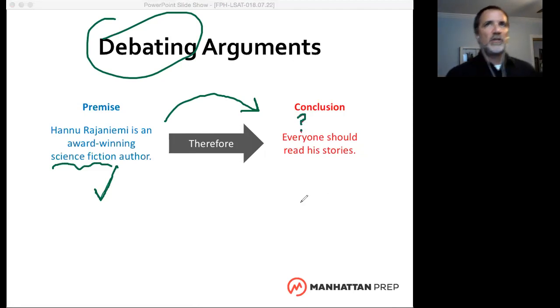So this is always what we're looking to do when we're debating arguments on the LSAT. We're always looking to question the connection between premise and conclusion. We're going to accept a premise as true. We're not going to question whether or not he really is an award-winning author. If you identify something on the LSAT as a premise, there are some rare exceptions, I admit, but for the most part, don't question the premise. And in fact, be on the lookout for answer choices that try to get you to do that, because they'll set traps for you that way.